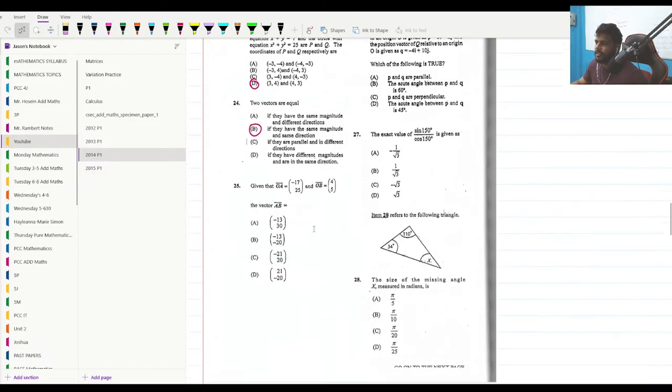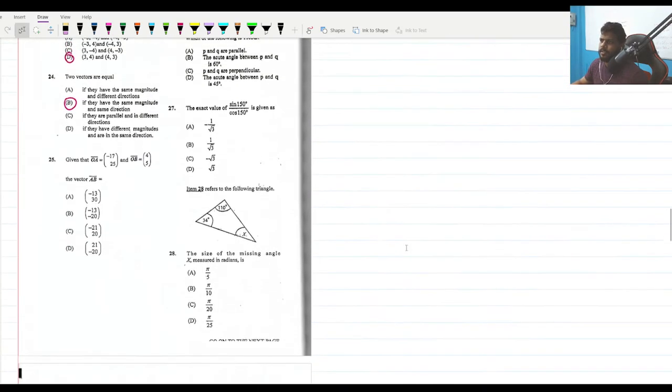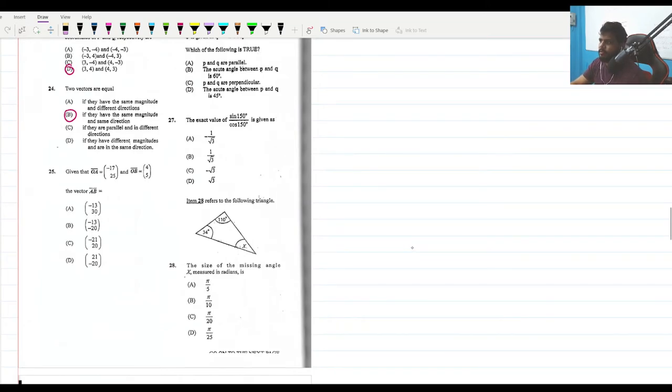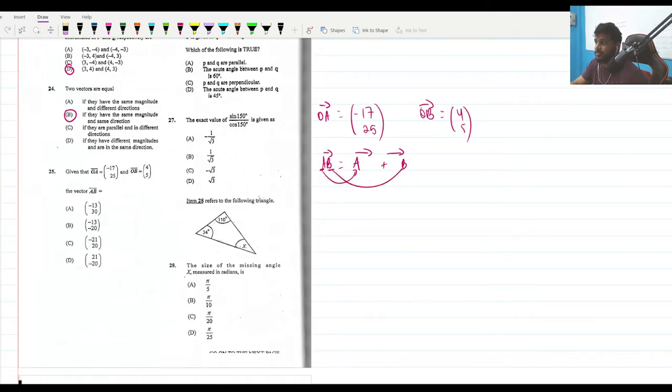Given that OA is that and OB is that. All right, this looks like a fairly newish question from what we have been doing so far. OA is minus 17, 25 and OB is 4, 5. Now everybody would have learned this a little differently. I like to teach this as AB will be A something plus something B. So the first letter goes here and the last letter goes here. The letter that goes here and here has to be the same thing, and in this case we have to use O. Now I don't have AO, I have OA.